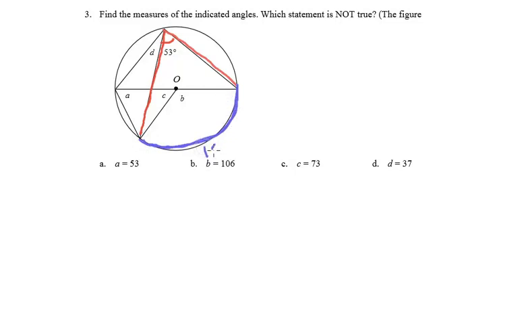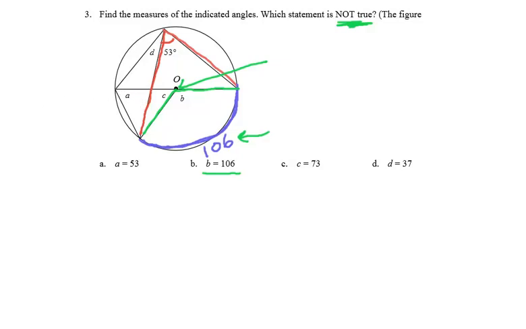So that's our first step. We figured out what this is, 106. And how did we find out what B is? Well, B is a central angle. We're told that a central angle is the same as the arc, 106. So that's how I got B. Okay? All right, so how did I get A? I know B is true. We want to know what is not true, right?